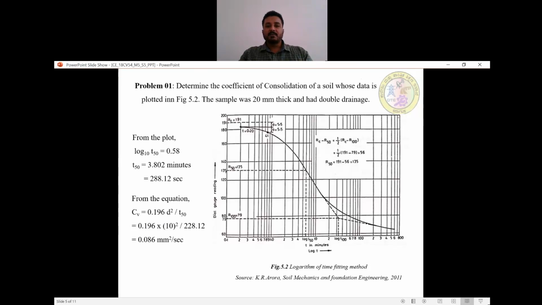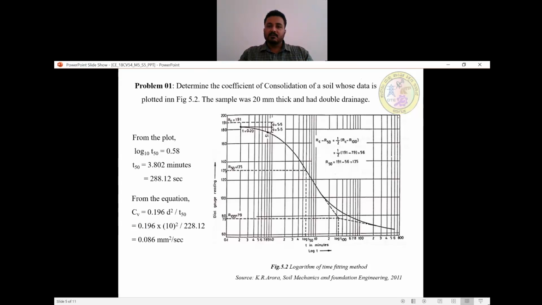Now we need to find the midpoint of this curve. This can be got by RC minus R50, that is equal to 1 by 2 into RC minus R100, that is equal to 1 by 2 into 191 minus 79, that is equal to 56. Now R50 is equal to 191 minus 56, that is equal to 135.